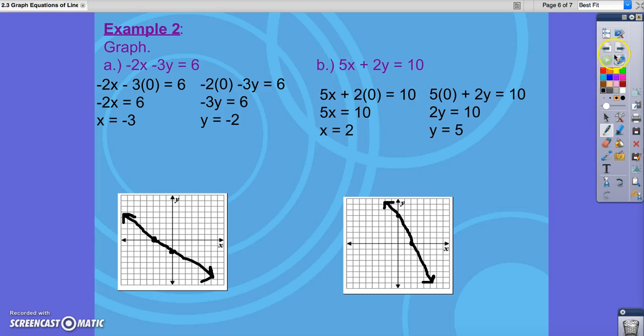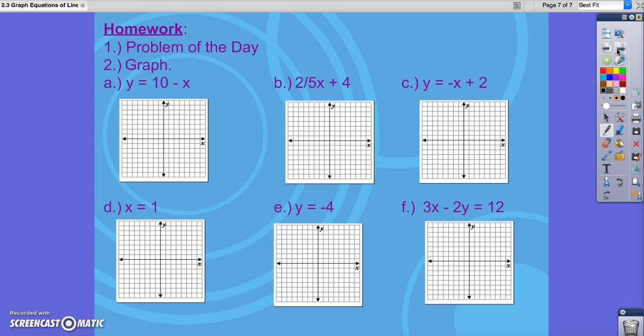All right, that's it for today. Let's take a look at your problems to review. Number 1, problem of the day, just like every other day. And then we only have a second problem. I mean, there's 6 graphs, but I want you to graph all the different ones that I have there for you. And we'll continue tomorrow with going over the problems. That's it for today.